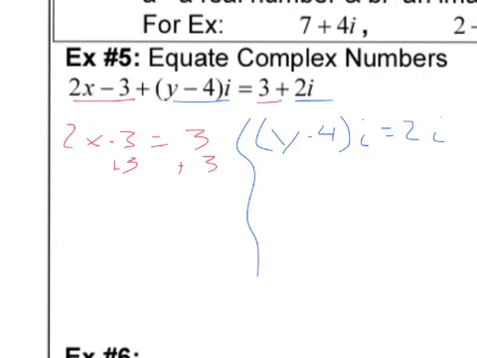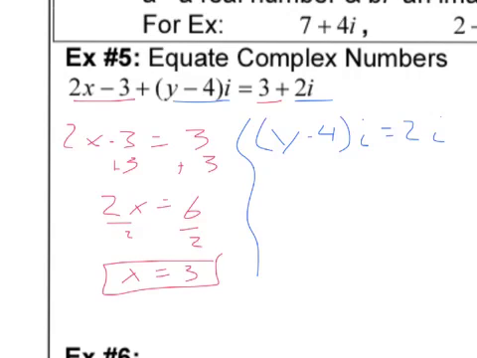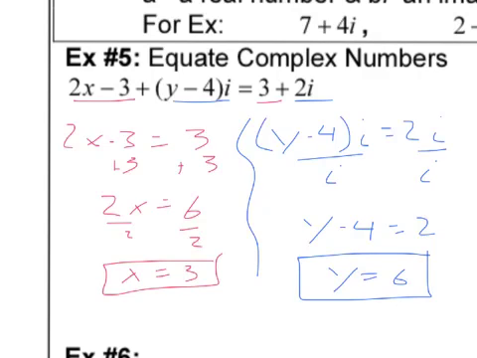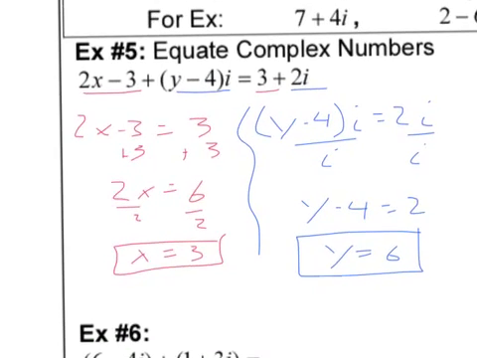Add 3, and I get 2x equals 6. Divide both sides by 2, and I get x equals 3. And then over here I'm going to divide both sides by i, and I get y minus 4 equals 2. Add 4 to both sides, and you get y equals 6. And there's how you solve it. You're just going to separate the two parts and make two equations. That's all there is to it.